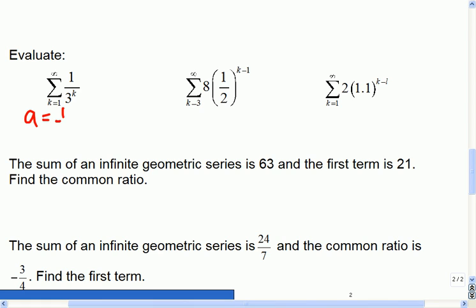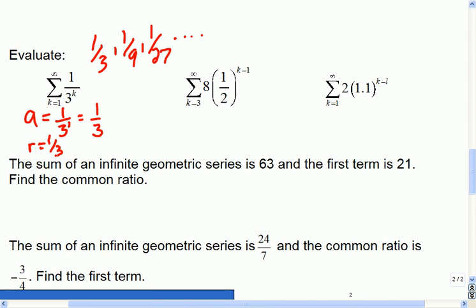So in this one, it'll be 1 over 3 to the 1, which is 1/3. And can anyone pick out what the common ratio is going to be? I'll give you some choices. It's either 1, 3, or 1/3. Yeah, Danny? 1/3. If you're not sure, try a couple terms. 1/3, 1/9, 1/27. So the common ratio here is 1/3.